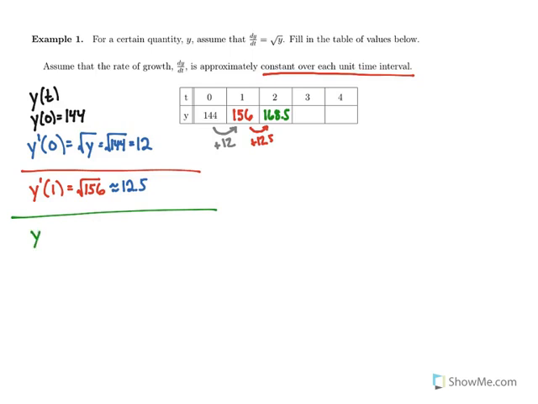So the derivative value at 2, we're going to say these are all approximations, is going to be about the square root of 168.5. This square root business comes from our derivative. And this is going to be about 13. 12.98, but we'll say about 13. So to go to this next value, we're adding 13, and that's going to give us a total of 181.5.